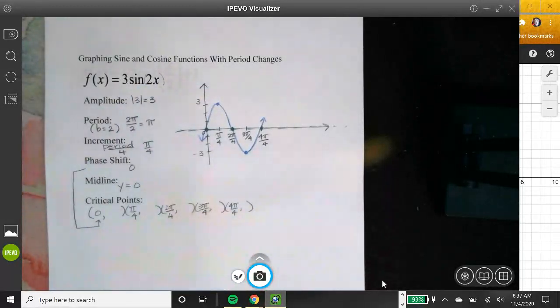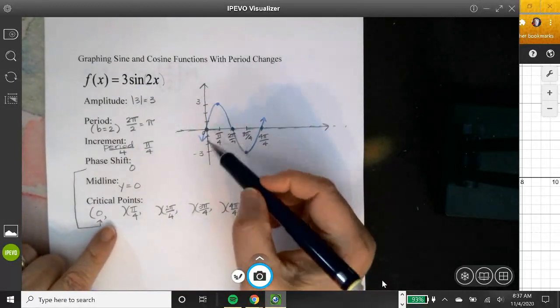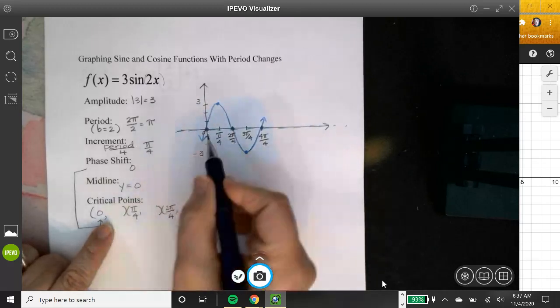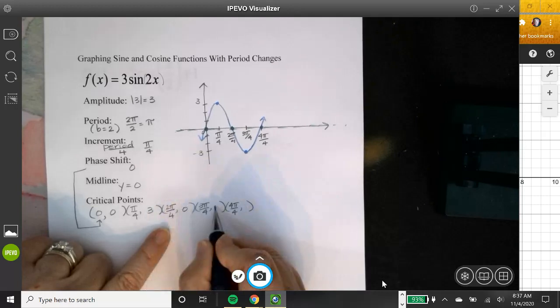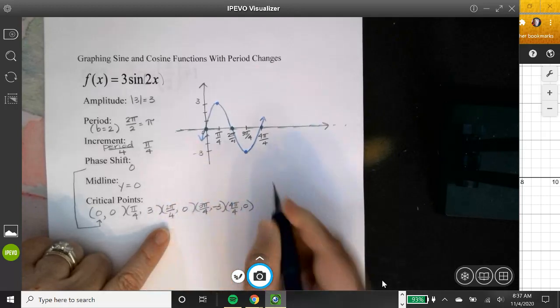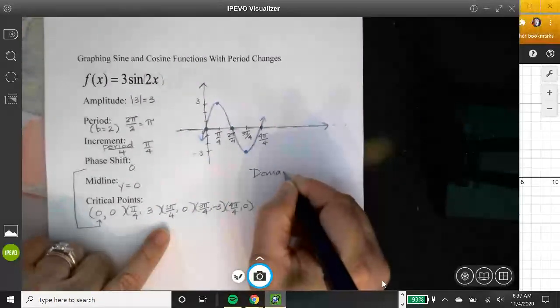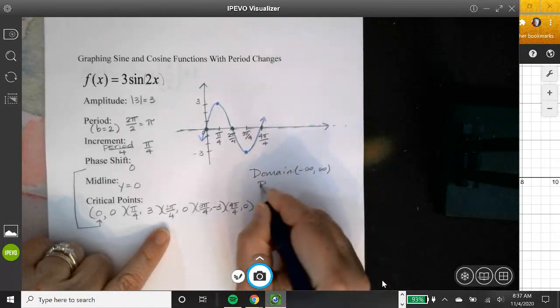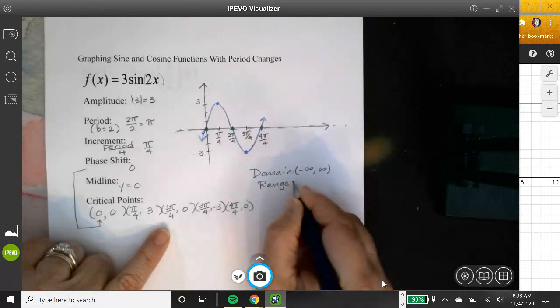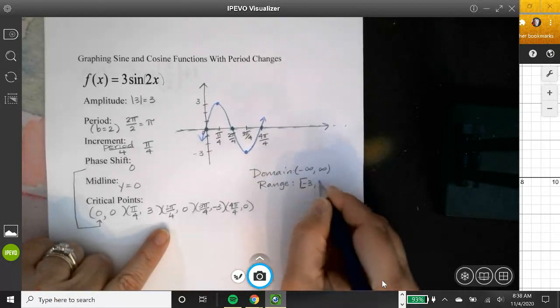So, all right, let's do one last thing and do our y values. The critical point y values are 0, 3, 0, negative 3, and 0. Our domain here is our real numbers. The range, in this case, is negative 3 to 3 inclusive.